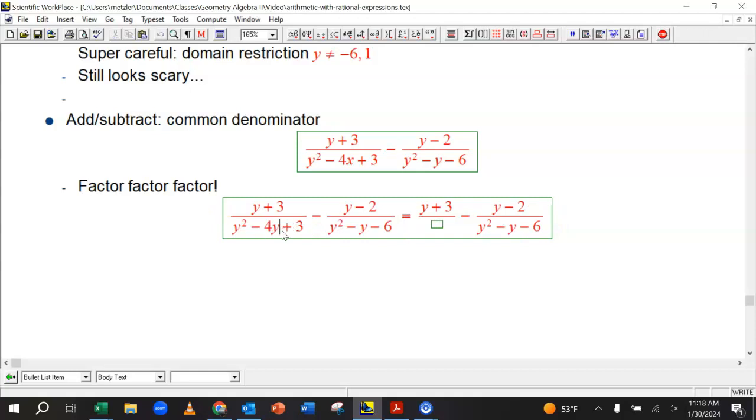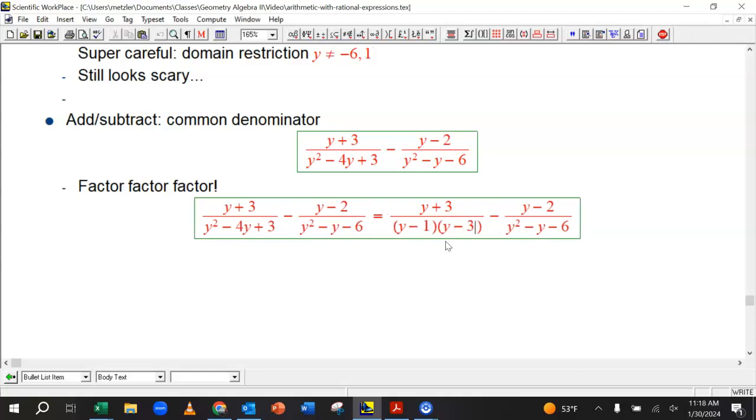Oh, that's supposed to be a y. That's a typo. Just kidding. I'm trying to be consistent with my variables. Okay, it's fixed. So another one, a good one to stop and see if you know how to factor that. That's going to be y minus 1, y minus 3. Not a particularly hard one.